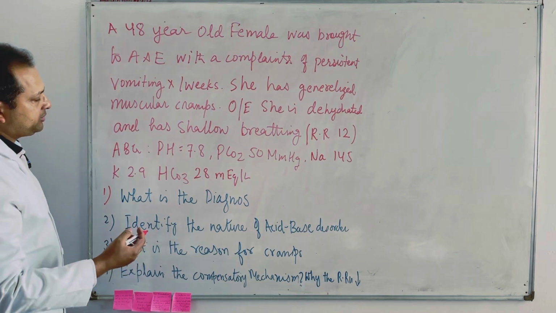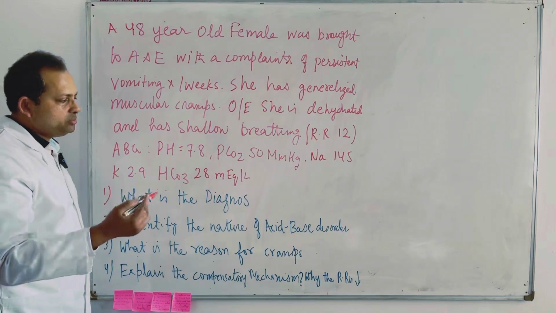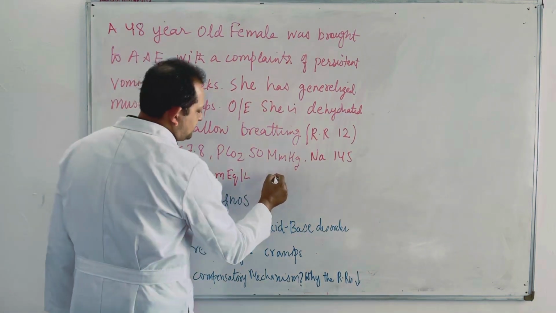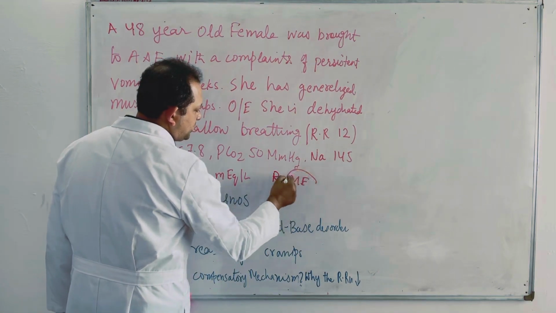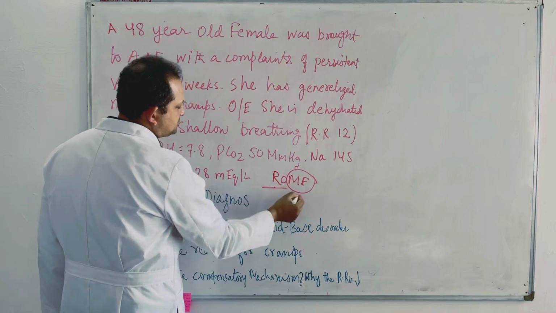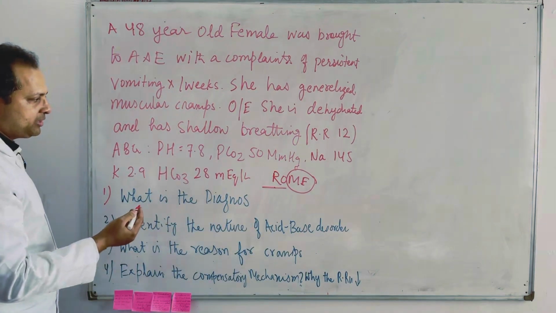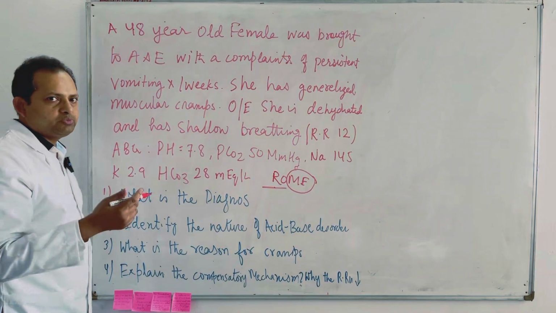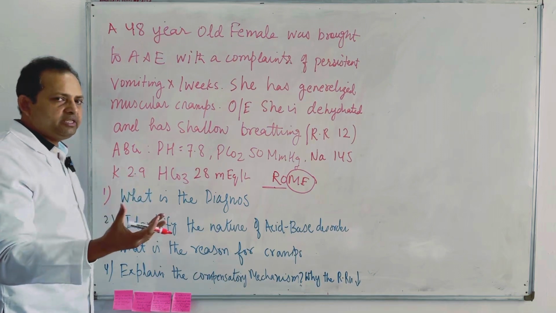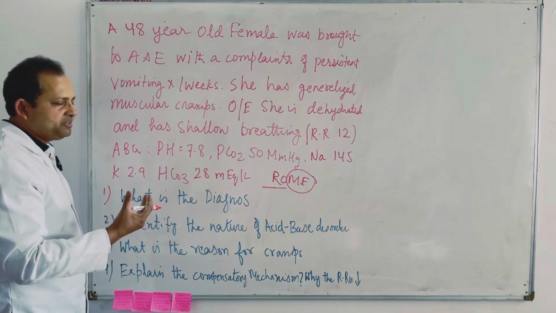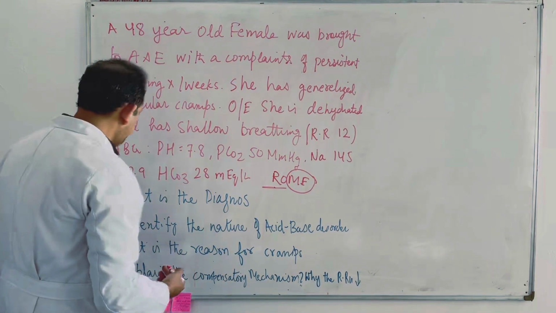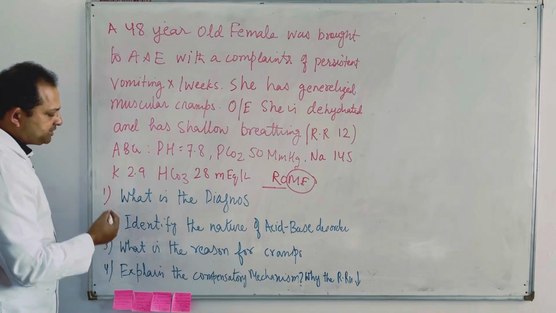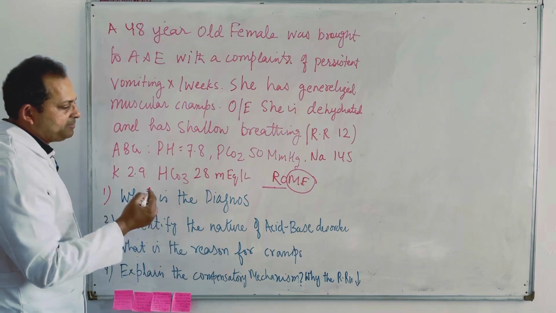So for making the diagnosis, I have taught you that there is a formula, ROME, so you can understand by that what will be the diagnosis. Go and watch my previous lecture. You will be easily able to understand the acid-base disorder, and you will be able to make the diagnosis as well. So now the second question is, identify the nature of acid-base disorder.